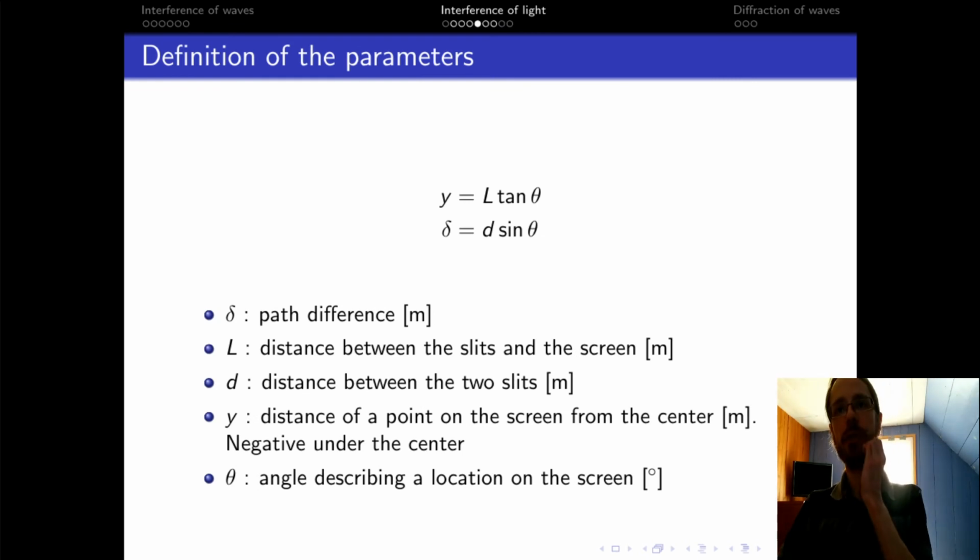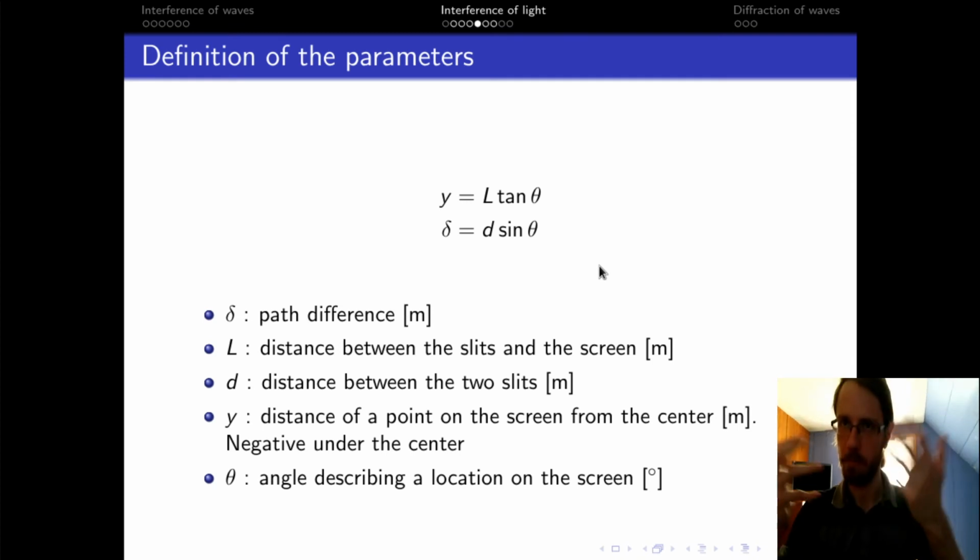So we have these two equations so far. I just rewrote them a bit. We had tangent equals something, sine equals something. I just isolated some of the symbols. So we have delta, the path difference between the two, d, the distance between the two slits, y, the distance between the center and the point on the screen, l, the distance between slits and the screen, and theta, the angle, which tells you where the point is located on the screen compared to the center. So these are the two general equations we'll work with.